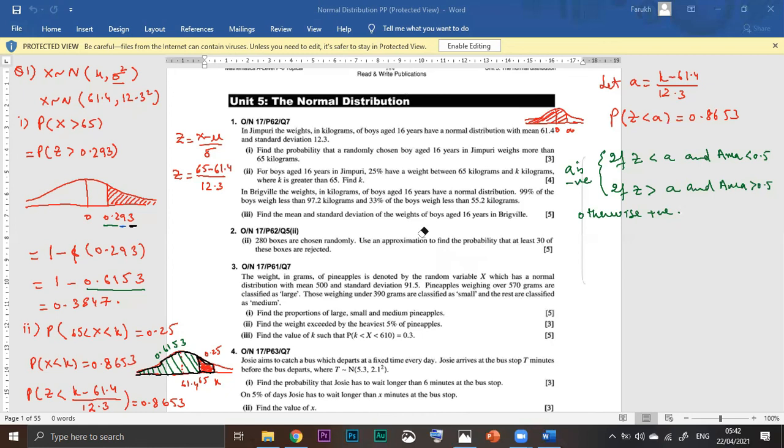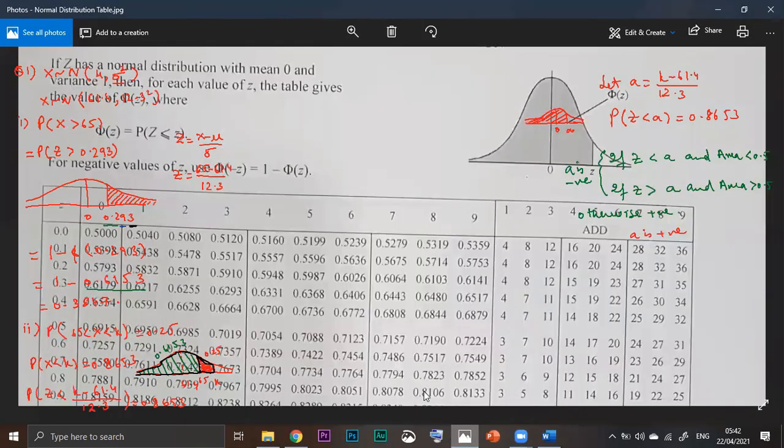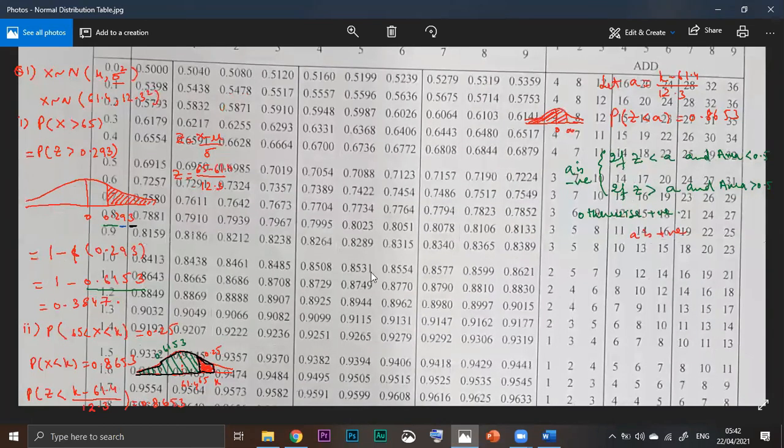In this question, A is positive. Now we will use the table in the reverse order. The value of the probability area is 0.8653. This one is the table. We will look at the value 0.8653: 0.8643, 0.8665. We do not have 0.8653.